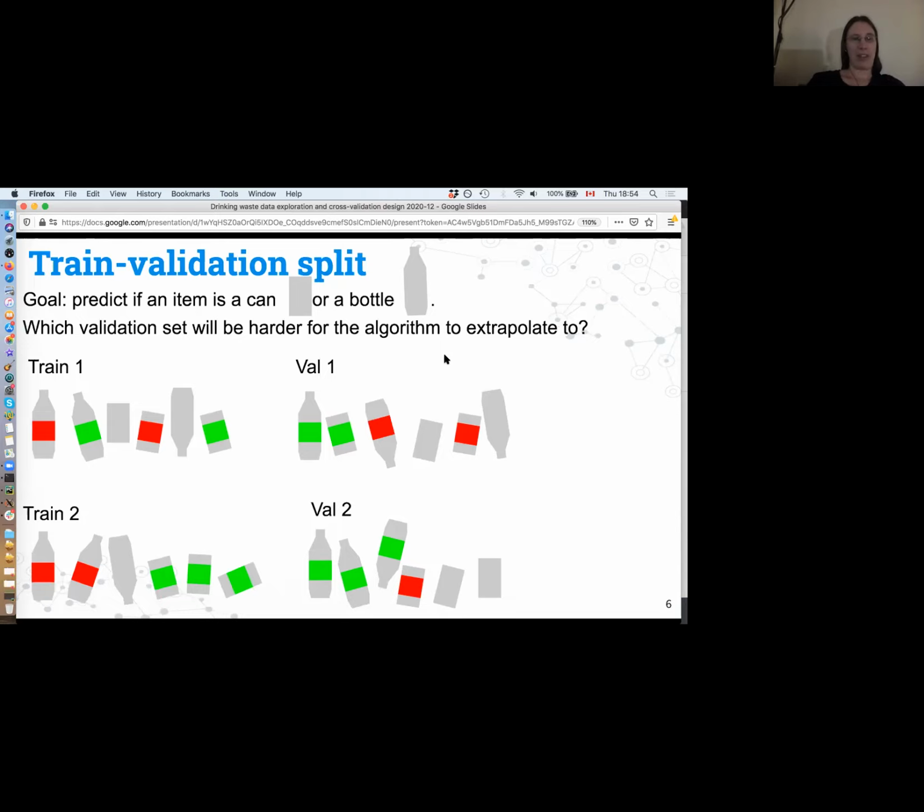So the challenge is you have a data set that consists of bottles and cans. The bottles are these bottle-like shapes, and the cans are the can-like shapes. And the goal is you want to train an algorithm to predict whether an item is a can or a bottle. And here are two possible splits, split 1 and split 2. I would like you to think about which validation set will be harder for the algorithm to extrapolate to. Is it harder to extrapolate from train 1 to validation 1, or from train 2 to validation 2?